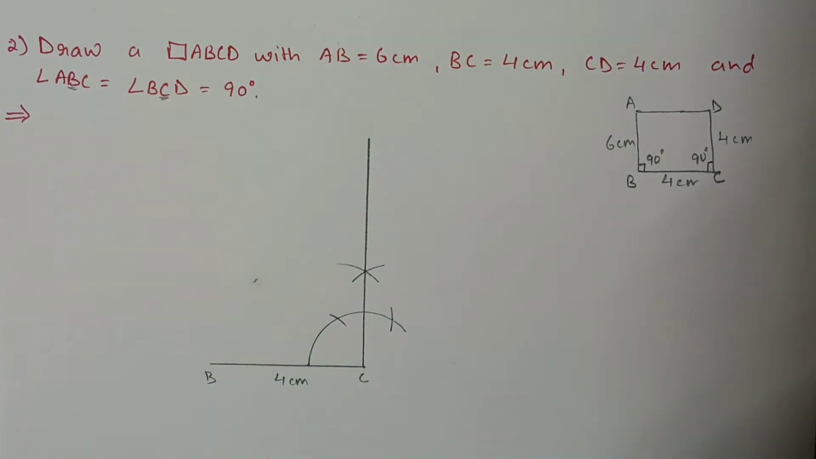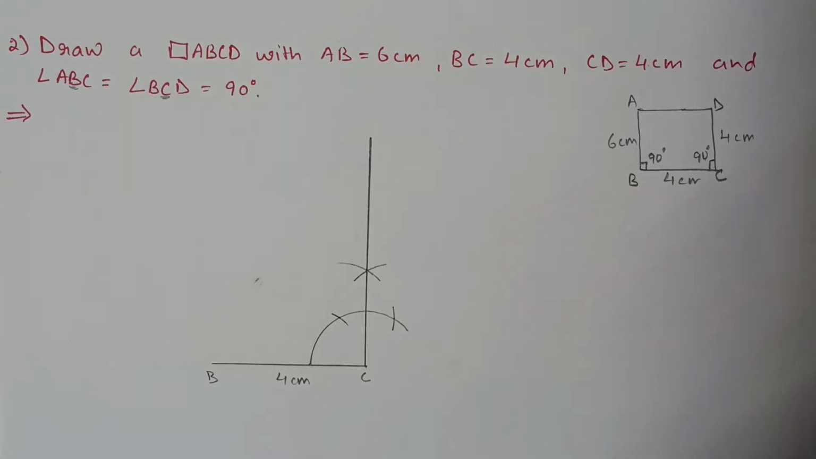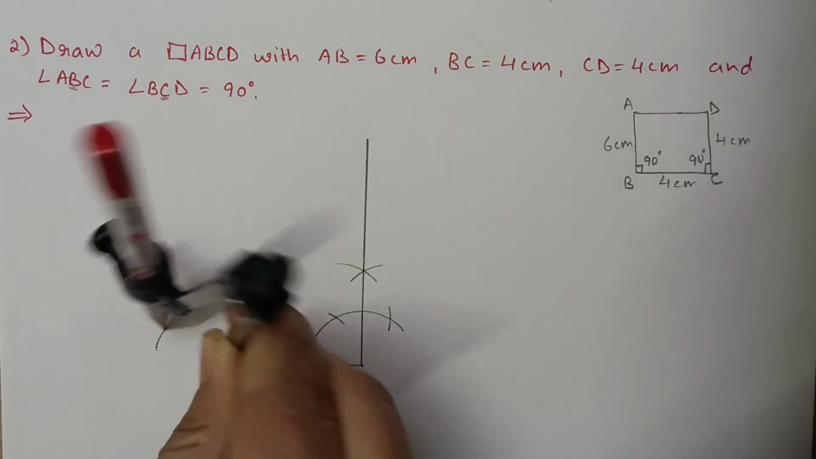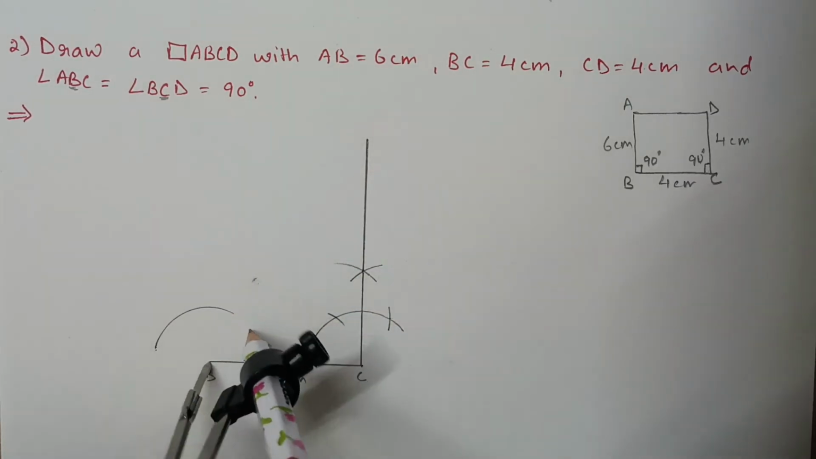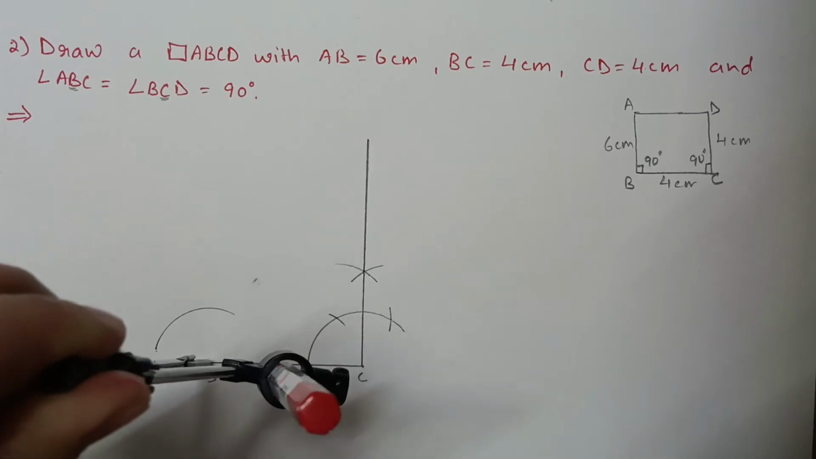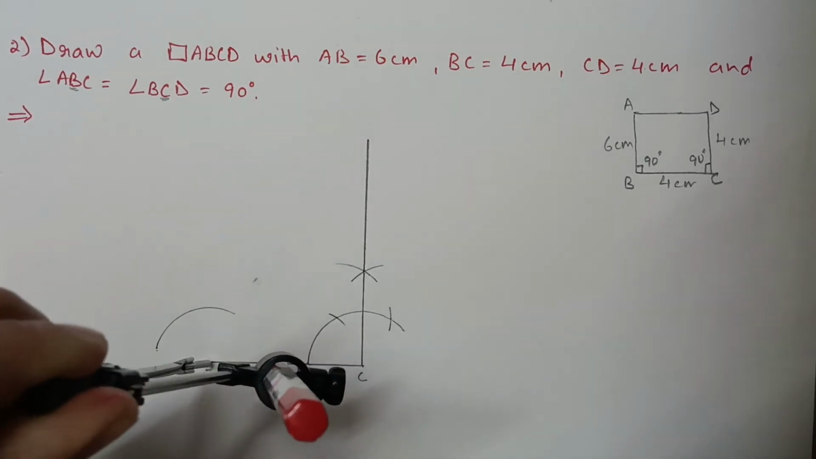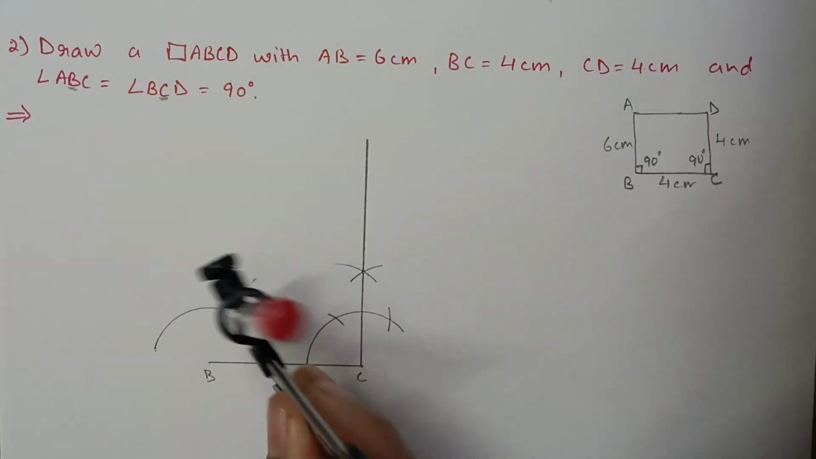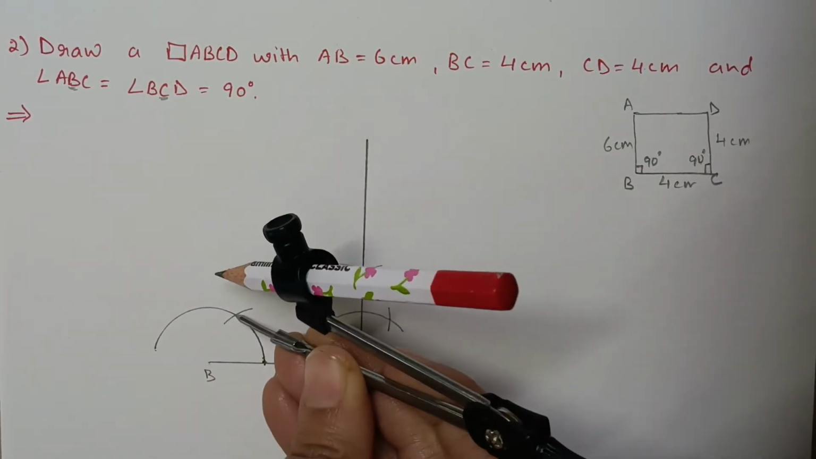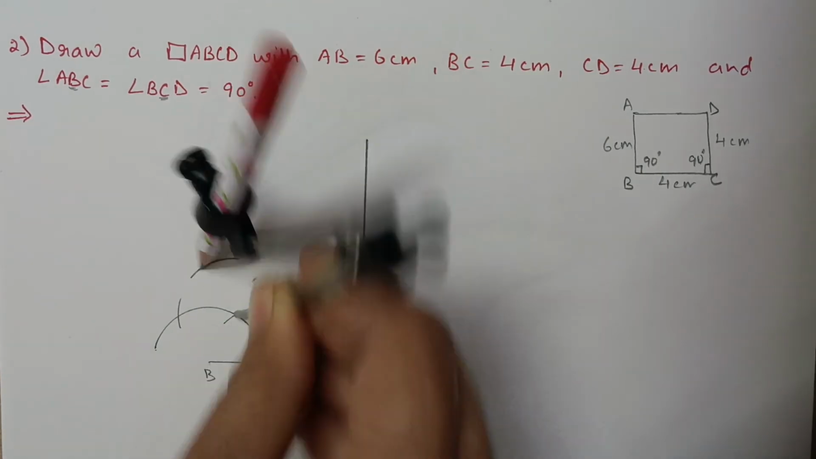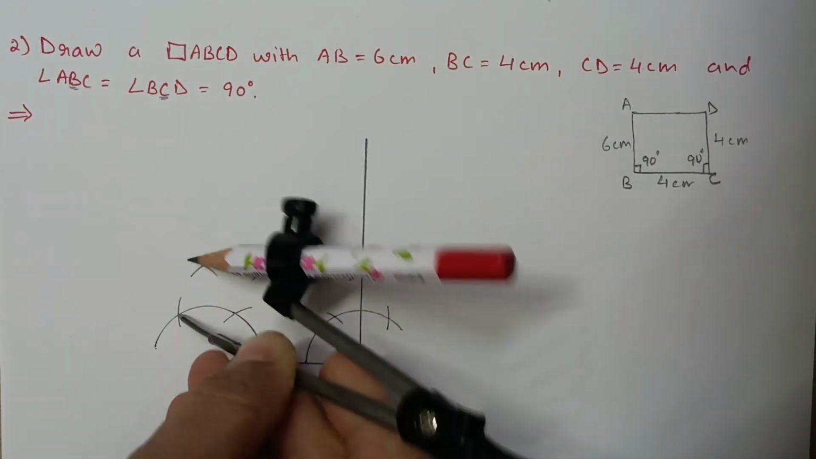Same construction we will do this side at B also. First keep the compass nib at B and draw the first semicircle. First arc is 60 degree. Second arc is 120 degree. Bisect 60 and 120 degree.